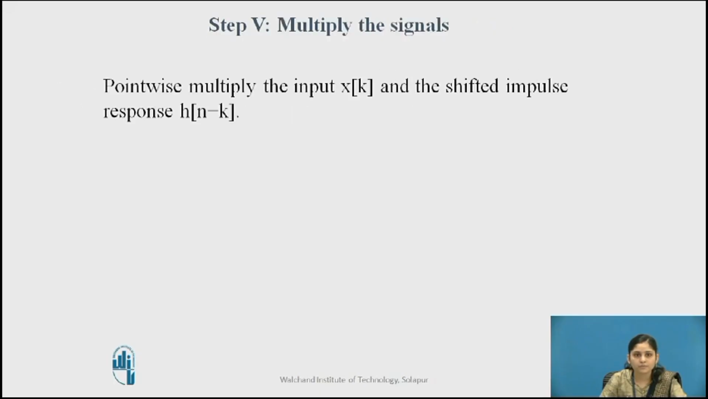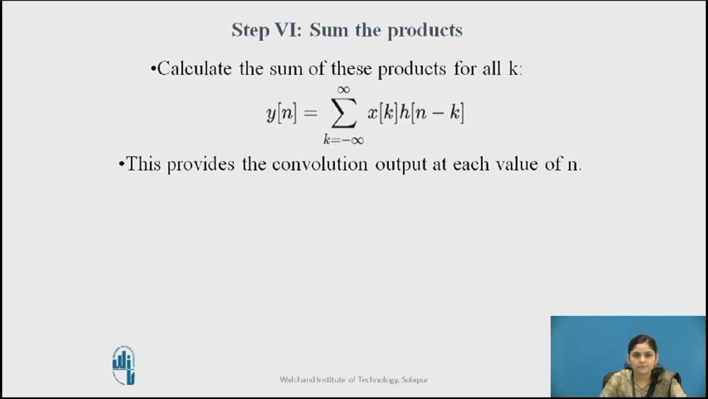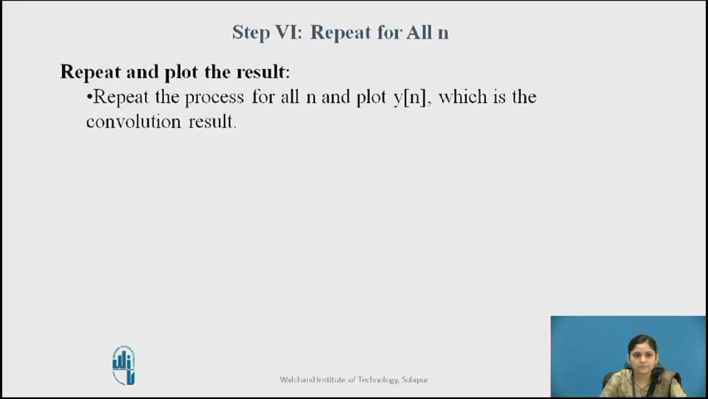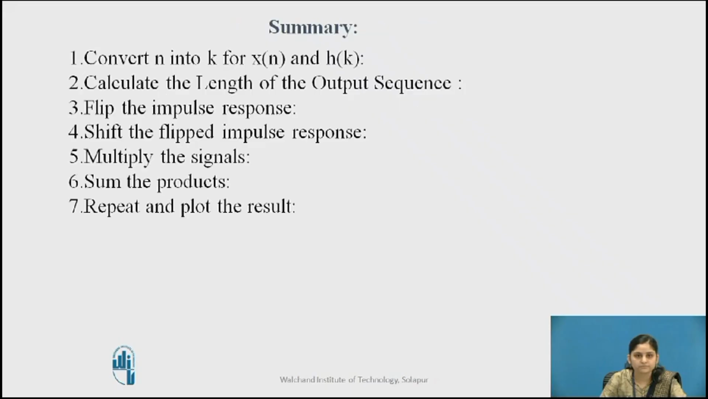Step number 5, we have to multiply the signals. Here we have to pointwise multiply the input x of k and the shifted impulse response h of n minus k. Step number 6 is we have to sum the products. That means we have to calculate the sum of products of all values of k by using the formula y of n equal to summation of k equal to minus infinity to plus infinity x of k h of n minus k. This provides the convolution output at each value of n. Step number 7 is we have to repeat it for all the values of n. That means we have to repeat the process for all values of n and we have to plot y of n, which is the convolution result.